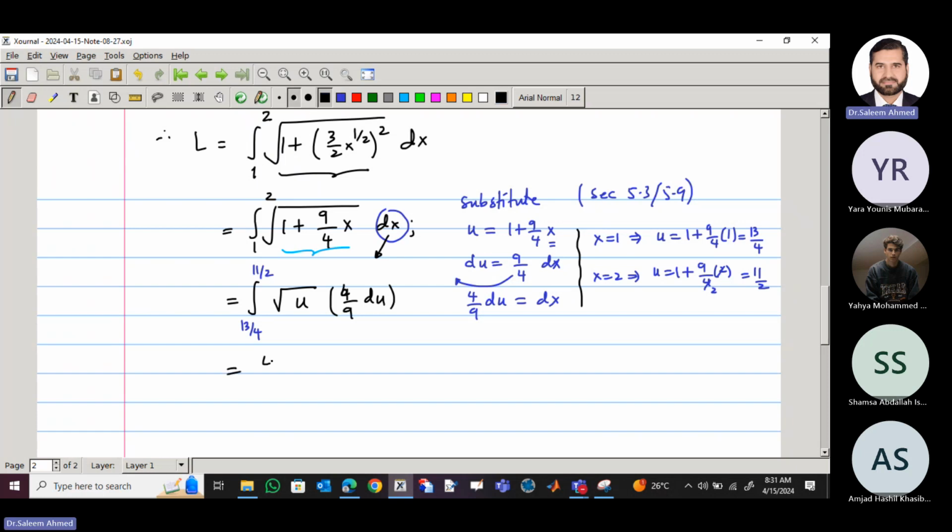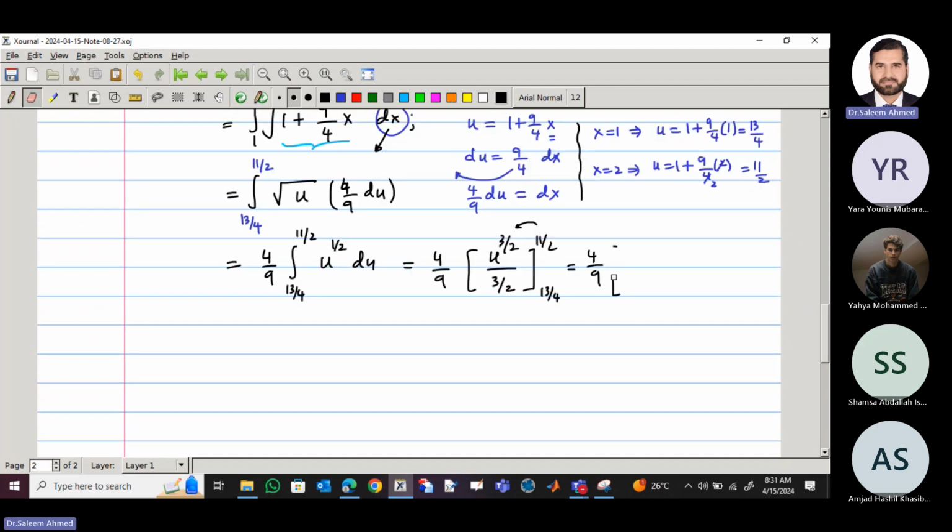Now 4 by 9 is constant. I can write it outside. 13 by 4, 11 by 2. And square root of u is u to the 1 by 2 du. And now we can integrate it very easily. It will become u to the power 1 by 2 plus 1 divided by 1 by 2 plus 1, from 13 by 4 to 11 by 2. So now you can replace 11 by 2 here first. So 4 by 9.